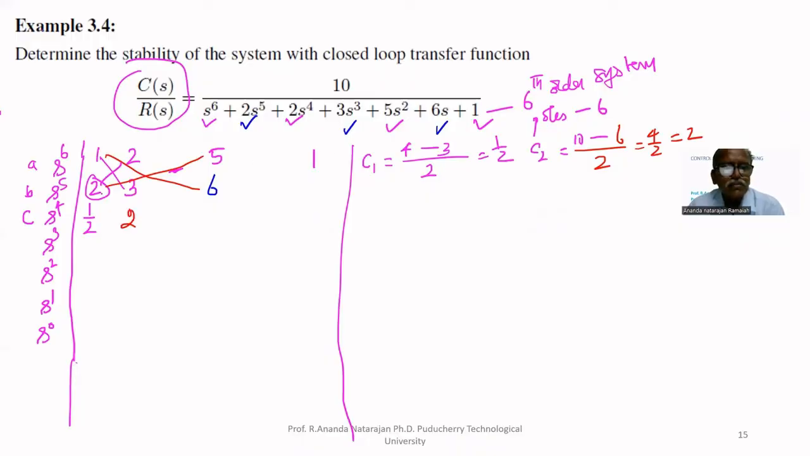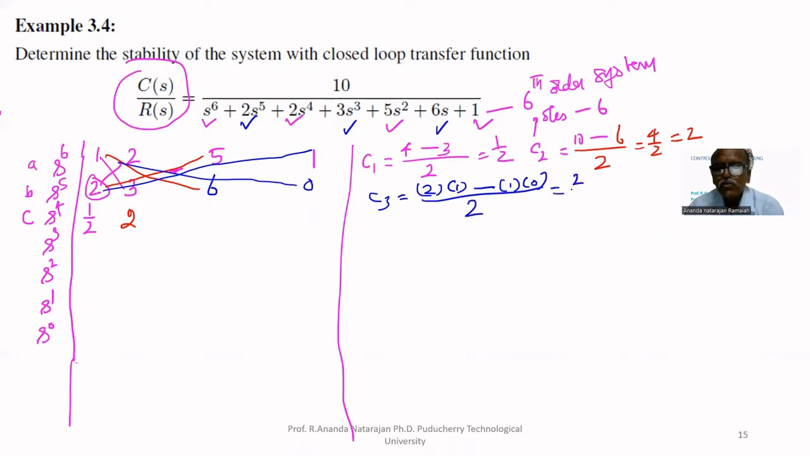The next element is C3 equal to (2 multiplied by 1 minus 1 multiplied by 0) divided by 2. That is equal to 2 by 2 equal to 1. The same element we are getting here. So the third row is over.